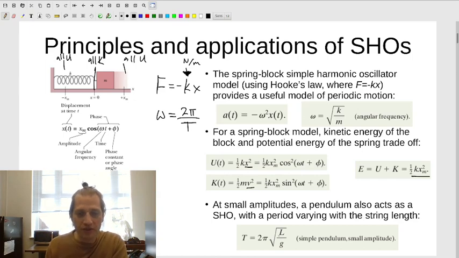Then the other system that we learned this week that has the possibility of being treated as a simple harmonic oscillator was a pendulum, where all the mass is at the end. If you have small amplitude oscillations such that sine of angle is approximately angle, so you can't go too far out for this approximation to work, but it does work pretty well for small angle oscillations. In that case, the period depends only on the length of the string. It does not depend on how much mass you put at the end of the pendulum.